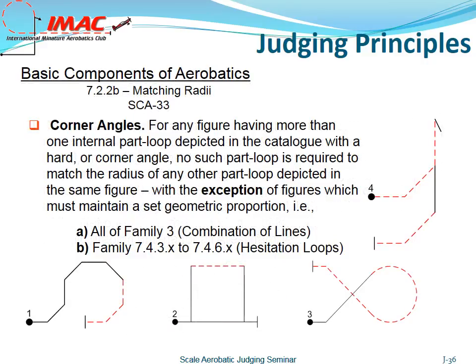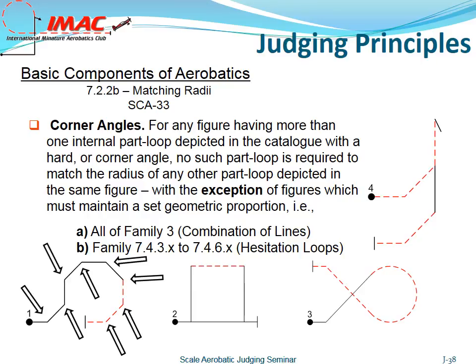Corner angles. For any figure having more than one internal part loop depicted in the catalog with a hard or corner angle, no such part loop is required to match the radius of any other part loop depicted in the same figure, with the exception of figures which must maintain a set geometric proportion. All of Family 3, Family 7.4.3, and 7.4.6 hesitation loops.